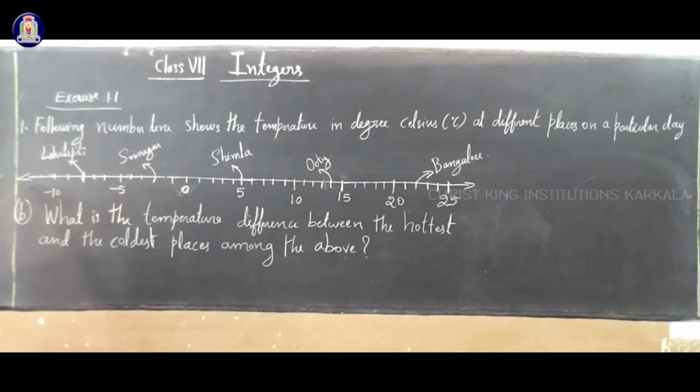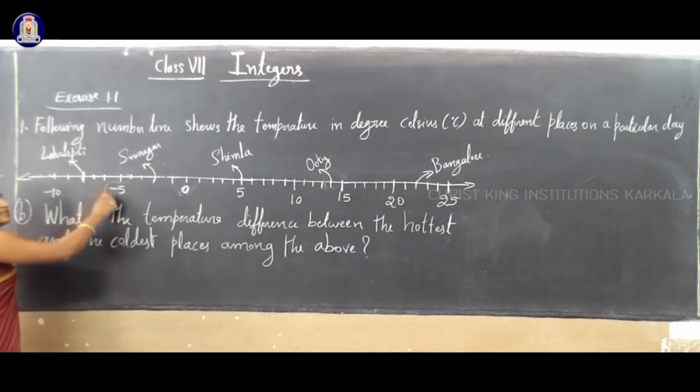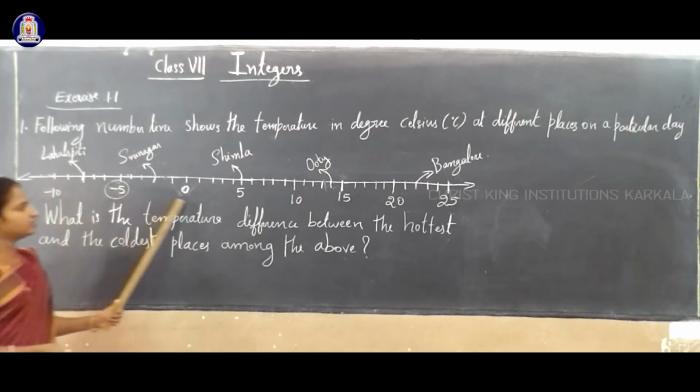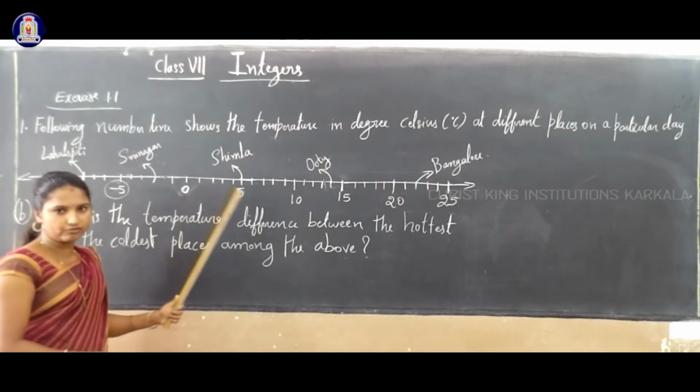Here the numbers are decreasing. Next to 0 is -1, -2, -3. The numbers are decreasing. -1 is greater than -2. Here -10 is smaller than -5. -5 is greater than -10. -10 is the smaller number. So in this, 0 is the smaller number, 5 is greater.